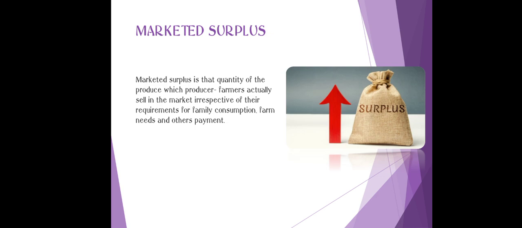Next is the marketed surplus. Marketed surplus is the quantity of produce which the producer farmer actually sells in the market irrespective of his requirements for the family consumption, farm needs and other payments. The marketed surplus may be more or less equal to the marketable surplus.